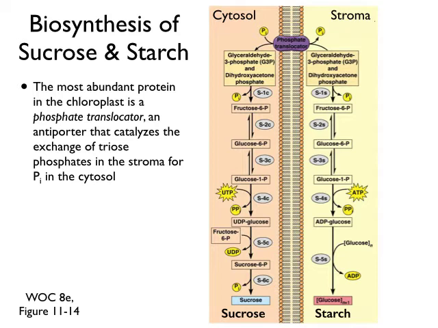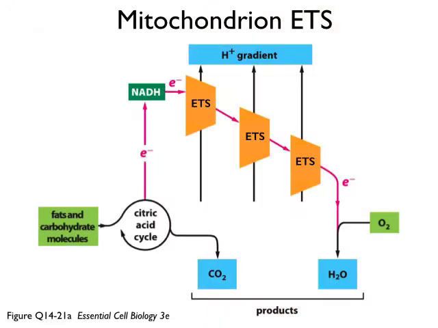So these trioses can be made into disaccharides in the form of sucrose in the cytosol, but in the stroma, they're made into starch. All right, so at this point, it's really useful, I think, to take a step back and compare what's going on in the mitochondrion with what's going on in the chloroplast.